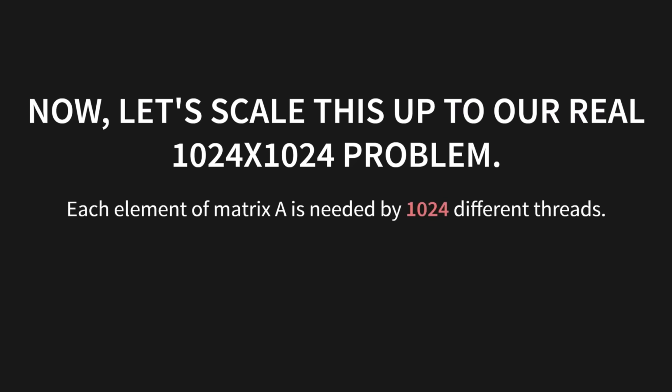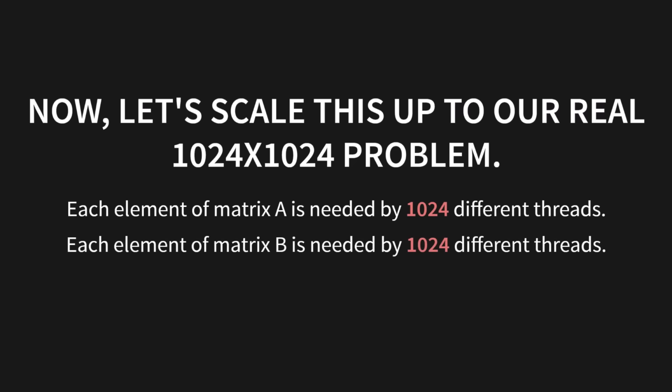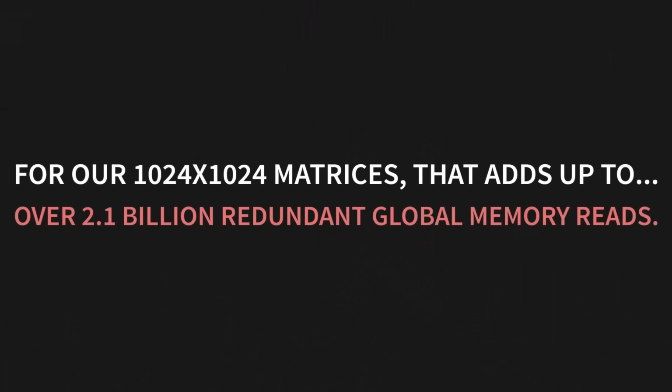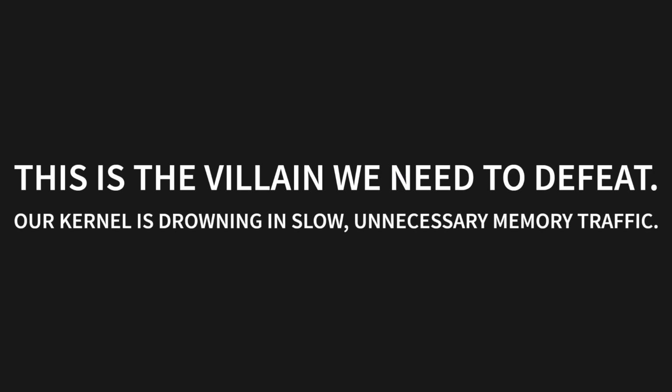Now, let's scale this up to our real 1024 by 1024 problem. Each element of matrix A is needed by 1024 different threads. Each element of matrix B is needed by 1024 different threads. This means every single value is reread from slow global memory 1024 times. For our 1024 by 1024 matrices, that adds up to over 2.1 billion redundant global memory reads. This is the villain we need to defeat. Our kernel is drowning in slow, unnecessary memory traffic.